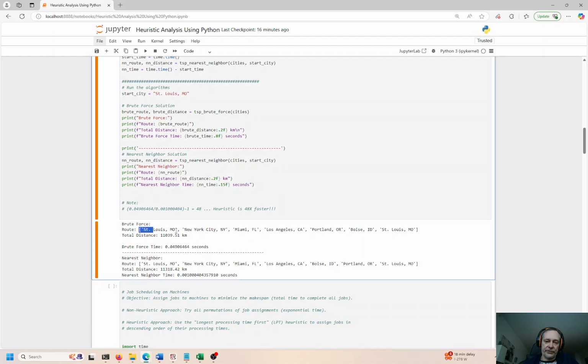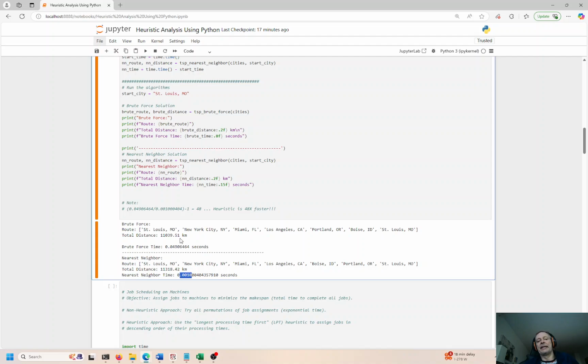So the brute force method starts in St. Louis, goes to New York, Miami, Los Angeles, Portland, Boise, Idaho, and back to St. Louis. The nearest neighbor heuristic approach did the same exact task, right? And the total distance is 11,039 kilometers. Total distance here is 11,318. So we traveled a little bit further here, but the time to do the calculation was much less.